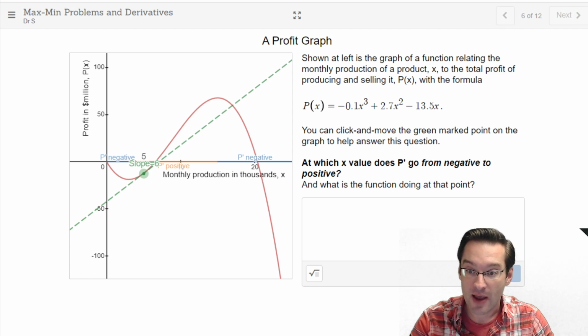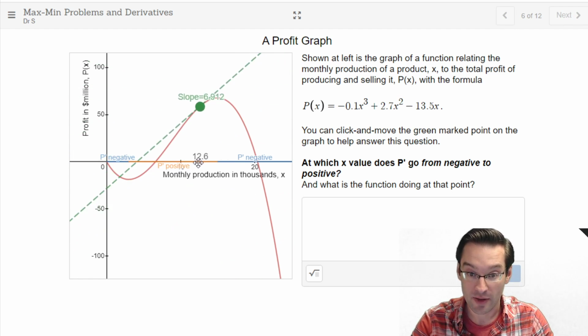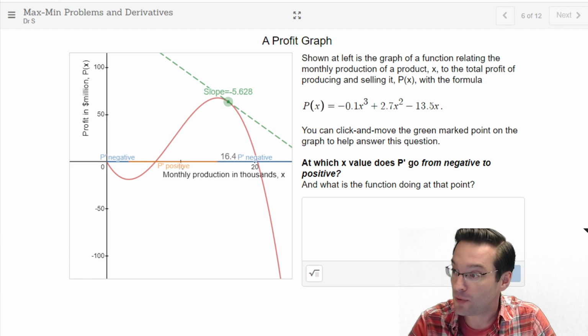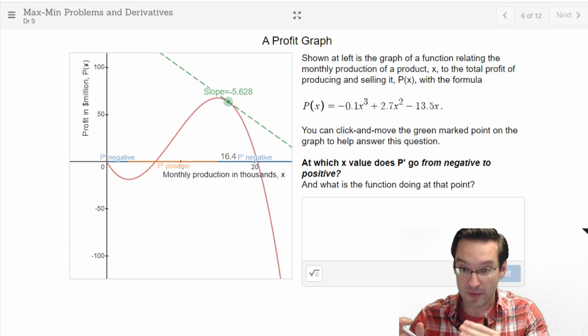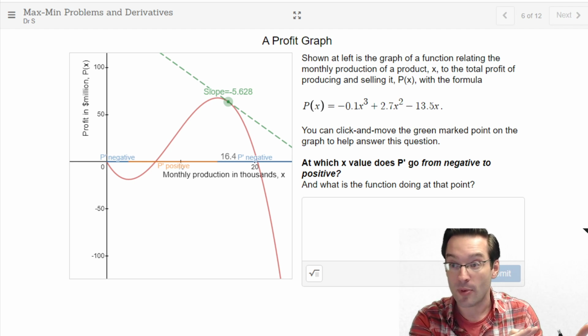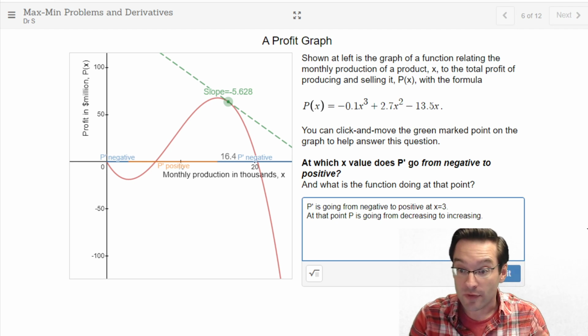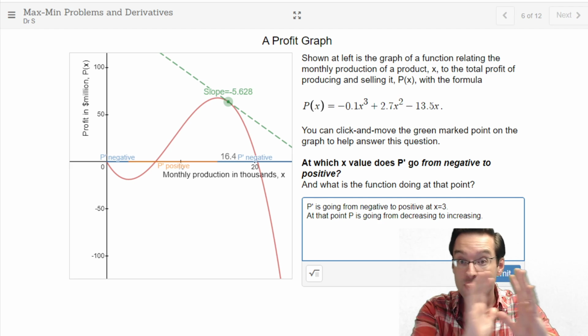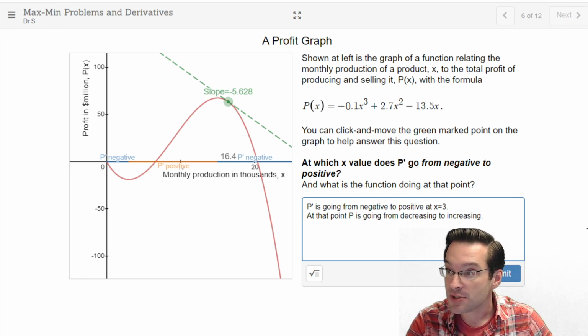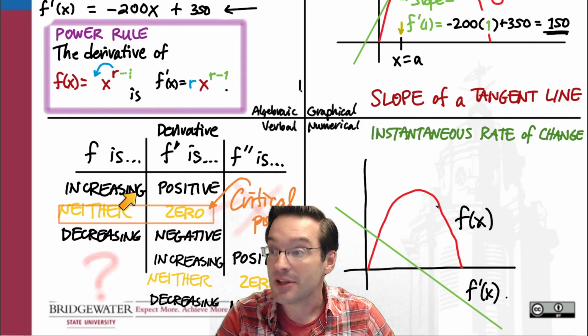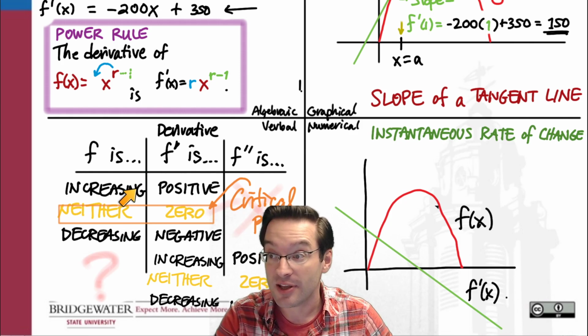At which x value is the derivative going from negative to positive? And I've labeled kind of on the x-axis here where the derivative is positive and where the derivative is negative. So which of these x values is the one at which the derivative is going from negative to positive? And what's happening with the function itself at that point? So when the derivative goes from negative to positive, that means that my original function is going from decreasing to increasing. So it's a place where my function stops decreasing and it starts increasing.